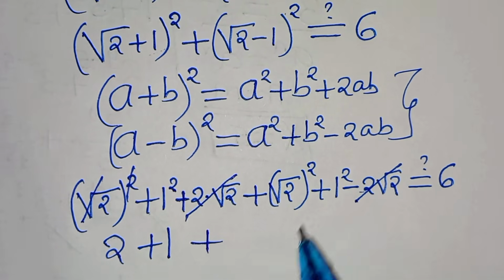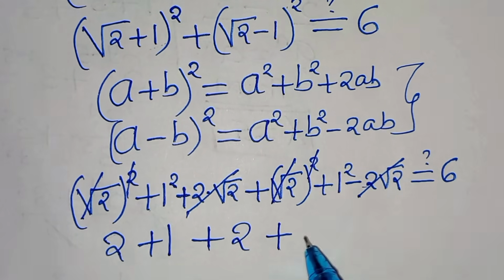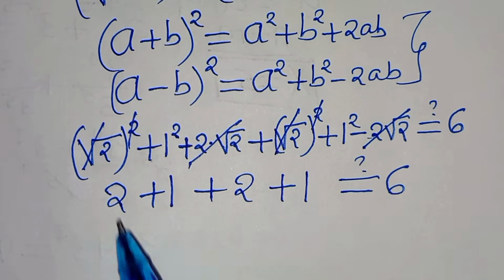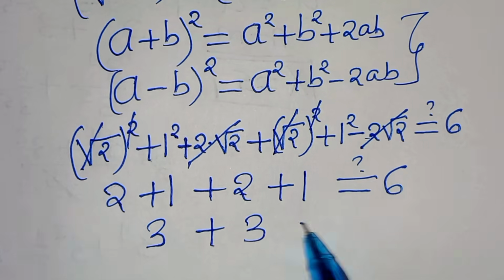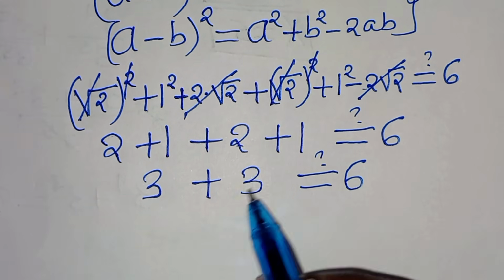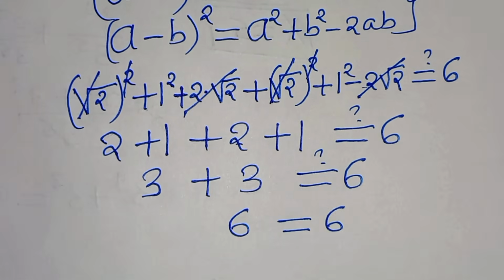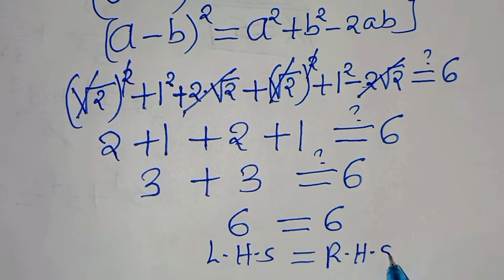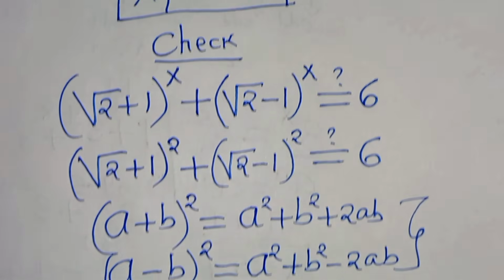Then now plus, let's eliminate the square root sign here. So this is plus 2, then 1 squared, this is 1, and this is supposed to give us a value of 6. 2 plus 1 is 3, plus 2 plus 1 is 3, and this is supposed to give us a value of 6. What this means is that 3 plus 3 is equal to 6. So the left hand side is equal to the right hand side, and this proves that x equals 2 satisfies the equation.